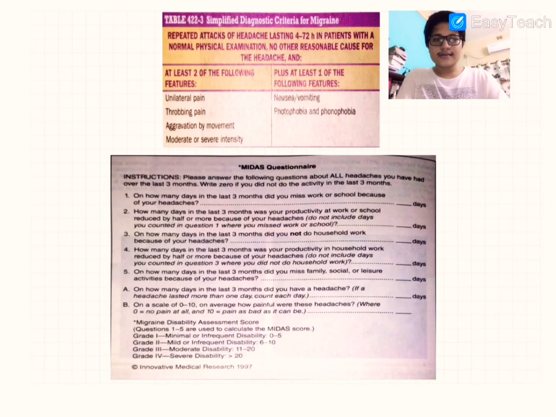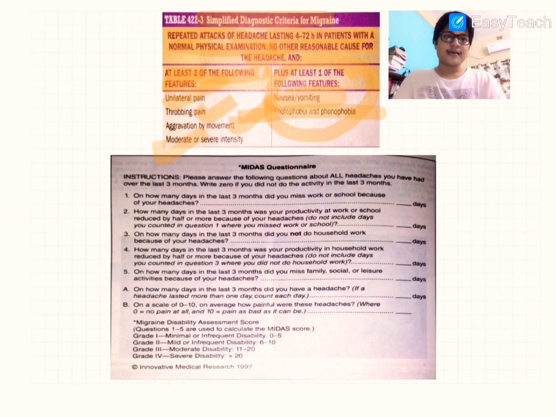Right. So this is a very simplified diagnostic criteria for migraine, which you can find in Harrison's 20th edition. As they say, repeated attacks of headache lasting 4 to 72 hours in a patient with a normal physical examination and no other reasonable cause for headache, and at least 2 of the following features: unilateral pain, throbbing pain, which is aggravated by movement and is of moderate or severe intensity, and has at least one of these following features as well: nausea, vomiting, or photophobia and phonophobia. So that is the diagnostic criteria, and this timeline is very, very important.